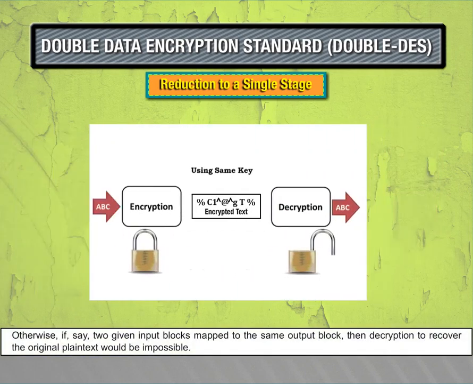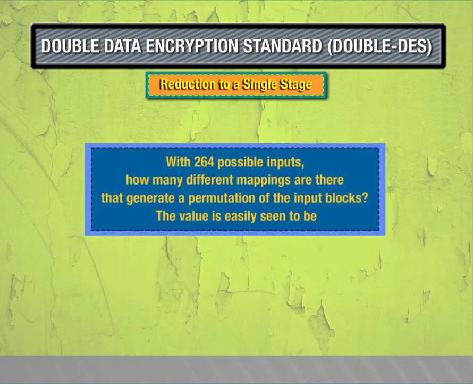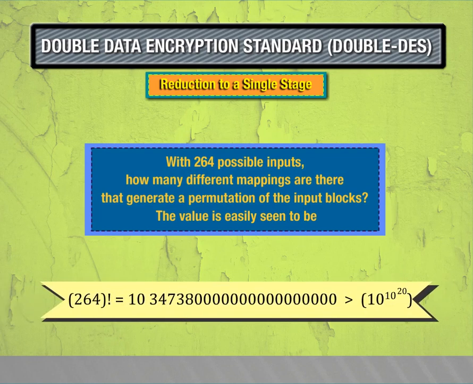Otherwise, if, say, two given inputs mapped to the same output block, then decryption to recover the original plaintext would be impossible. With 2^64 possible inputs, how many different mappings are there that generate a permutation of the input blocks? The value is easily seen to be 2^64 factorial, which is approximately 10347380000000000, greater than 10 to the power 10^20.